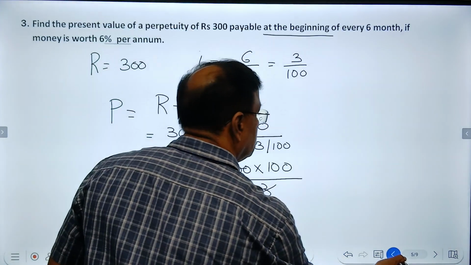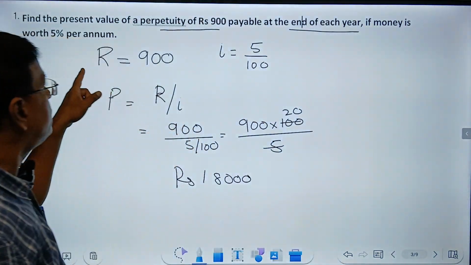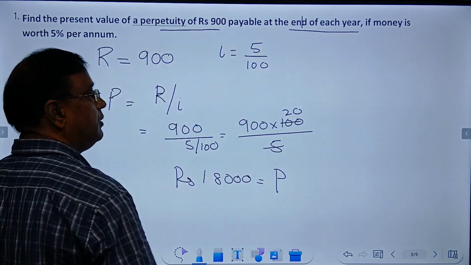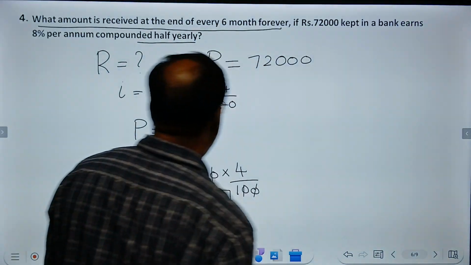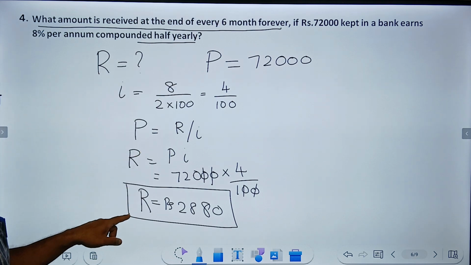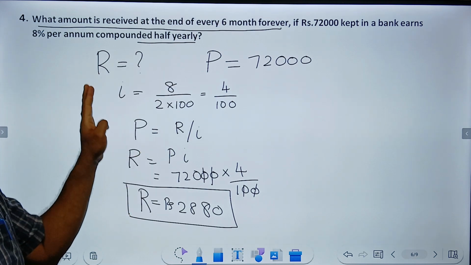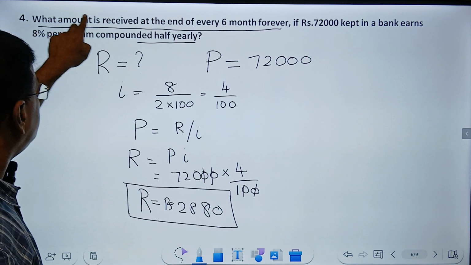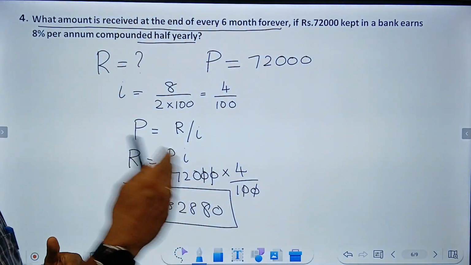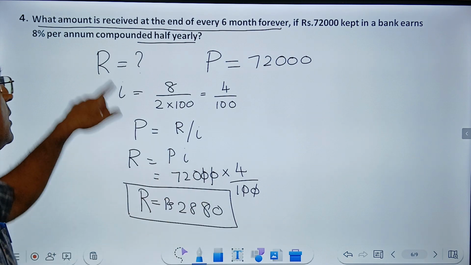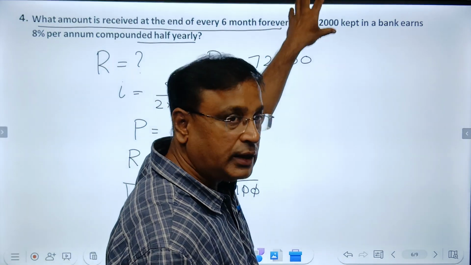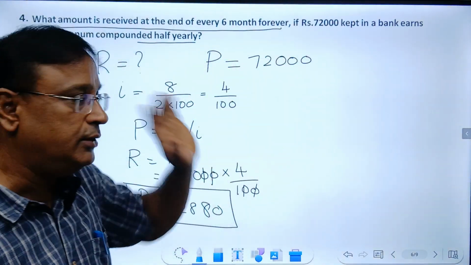In the previous questions, R is given, you found the present value. In this problem, if you see, R is not given, P is given, you are finding R. Okay, I hope you see the difference. See, the amount is received at the end of every 6 months. So periodically, after every 6 months, I am going to get R, which amounts to 72,000. That is the amount kept aside. So that is my present value.